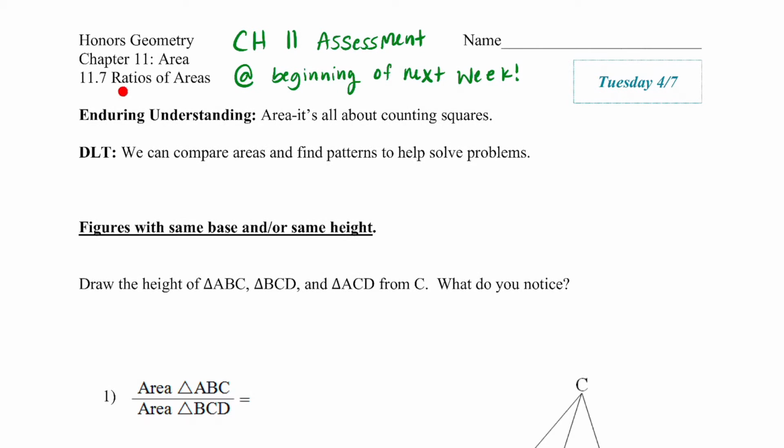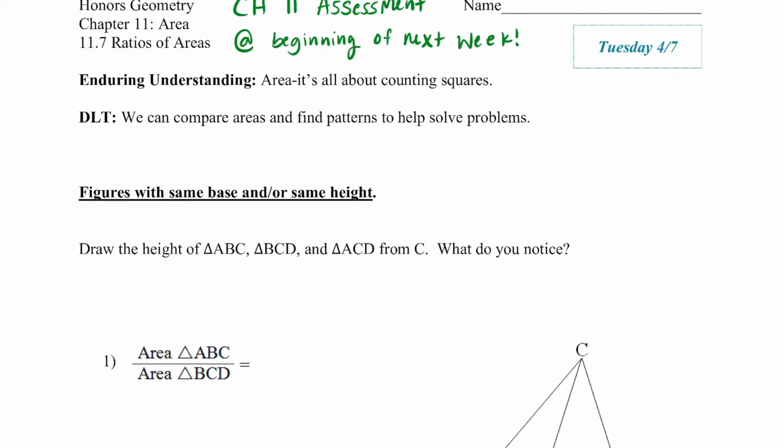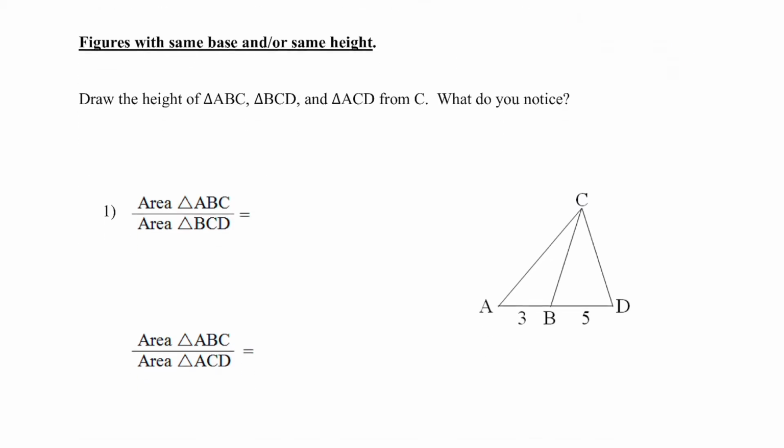Today's section is about some trends that we find in ratios of areas. So if you look here, this DOT stands for the daily learning target. It says we can compare areas and find patterns to help us solve problems. So today will be about noticing patterns that come up as we try to get some general rules to work with. So here is the first scenario. The first ratio comparison that we're going to look at is figures that have the same base or the same height.